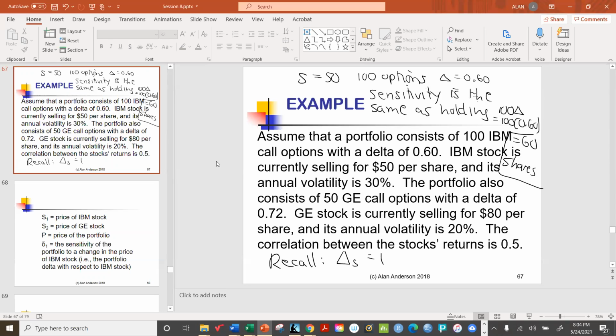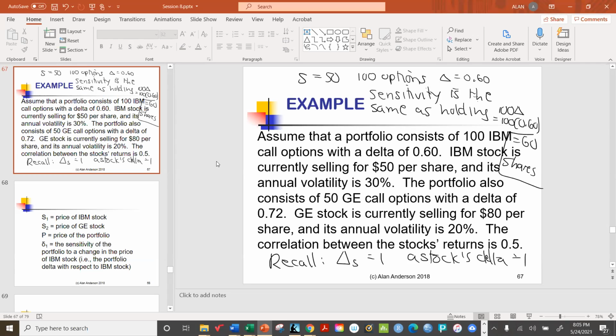A stock's delta is 1. So what we're basically doing here, in order to make this a little simpler, we're saying, listen, based on that delta of 0.6, 100 options with a delta of 0.6 is equivalent to holding 60 shares of the stock as far as the sensitivity to the price of the stock.